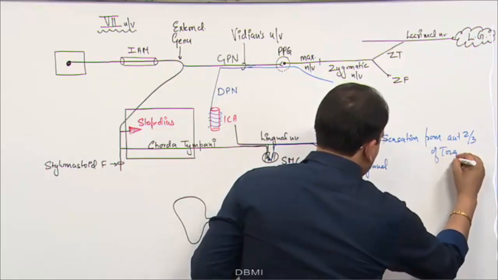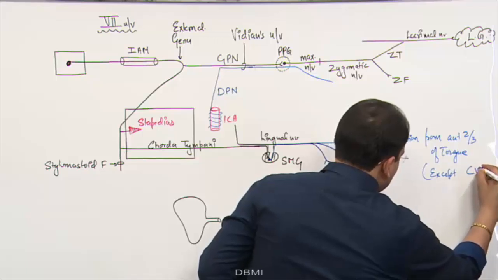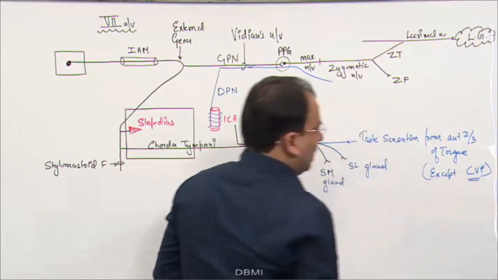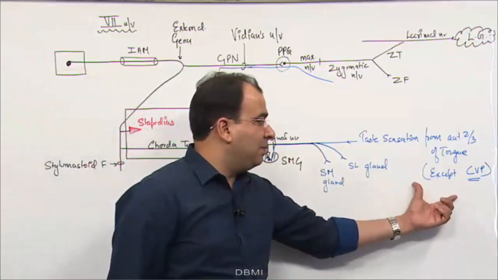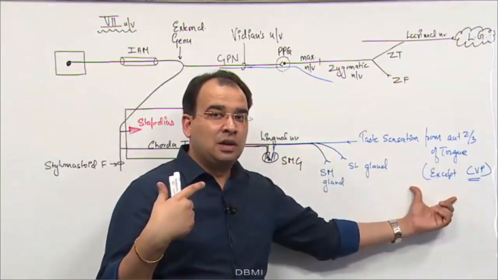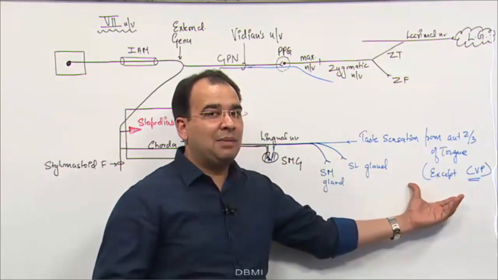Taste sensation from the anterior two-thirds of the tongue, except circumvallate papillae. Guys, circumvallate papillae are developmentally part of the posterior one-third. They develop from the hypobranchial eminence.